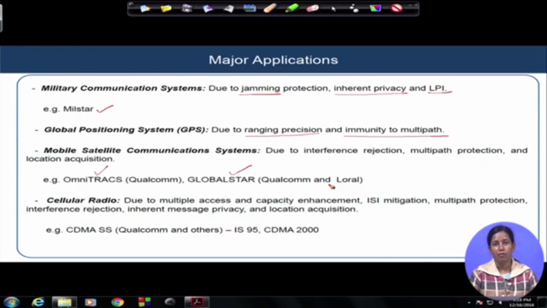And finally comes cellular communication, our famous mobile communication. Due to the multiple access capability, capacity enhancement, inter-symbol interference mitigation, multipath protection, interference rejection, inherent message privacy, and location acquisition, because of a lot of good parts in spread spectrum communication. In cellular radio it has also been a very big hit, and the examples are IS-95, CDMA 2000 and WCDMA systems, which are very famous in wireless communication up to 3G.